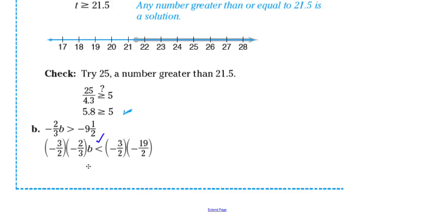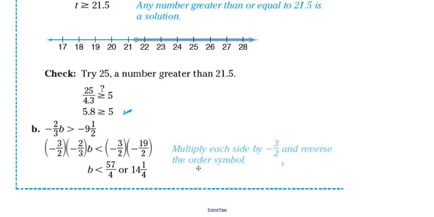Now we have b will be less than or equal to, multiply straight across because there's no GCF. A negative times a negative gives you a positive: negative 57 over 4, or 14 1/4. So b is less than 14 1/4, and any number less than 14 1/4 will be a solution to this inequality. Let's take a look at the last example.